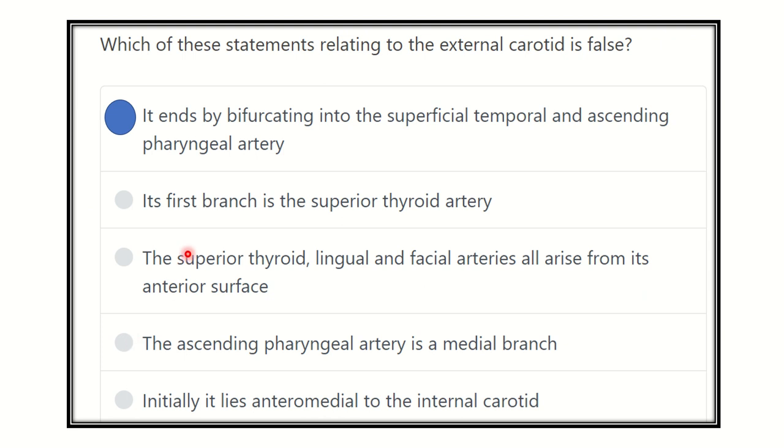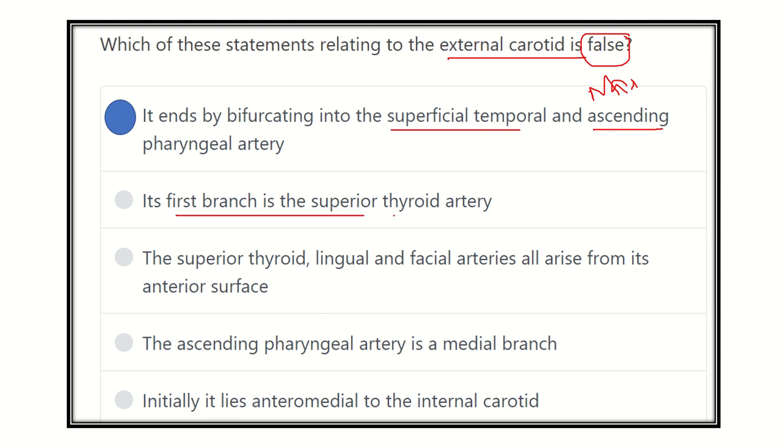And here is our answer: it ends by bifurcating into the superficial temporal and ascending pharyngeal artery. It is not true because it bifurcates into the superficial temporal and maxillary artery, not the ascending pharyngeal artery. So this option is false relating to the external carotid artery.